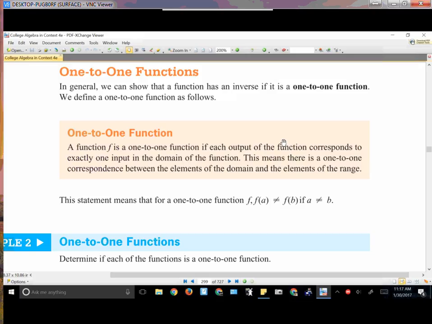So, if I put one thing in, I get one thing out, and the one thing that I get out can only come from one thing that I put in. Big picture idea that you've got to keep in your mind.